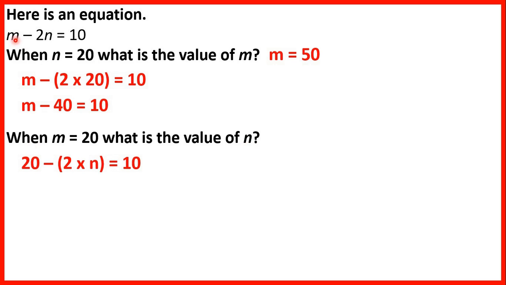Now, when m equals 20, what is the value of n? So here we have 20 minus 2n equals 10. Now 20 minus 10 is 10, so that means 2n, or 2 times n, is 10, and because 2 times 5 is 10, we know that n must be 5.